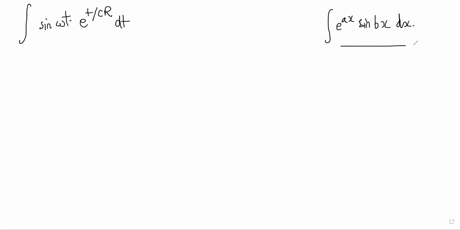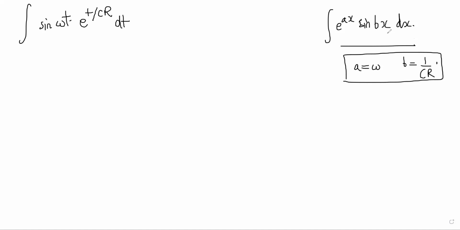Okay. So now I have to integrate sine omega t into e power t by CR. So this is an integral of the form e power ax sine bx dx, where a is equal to 1 by CR, b is equal to omega, and x is t.